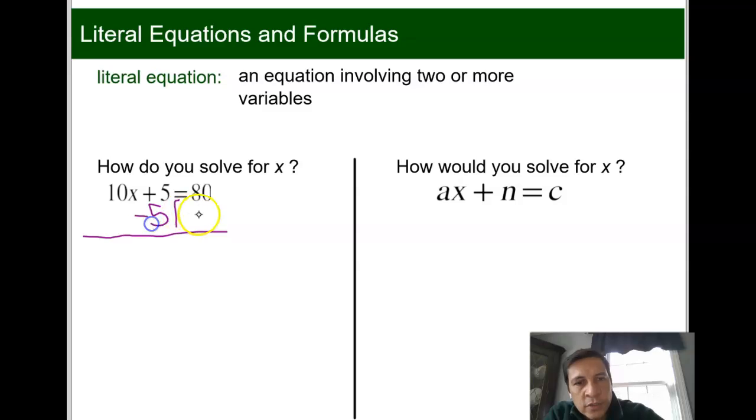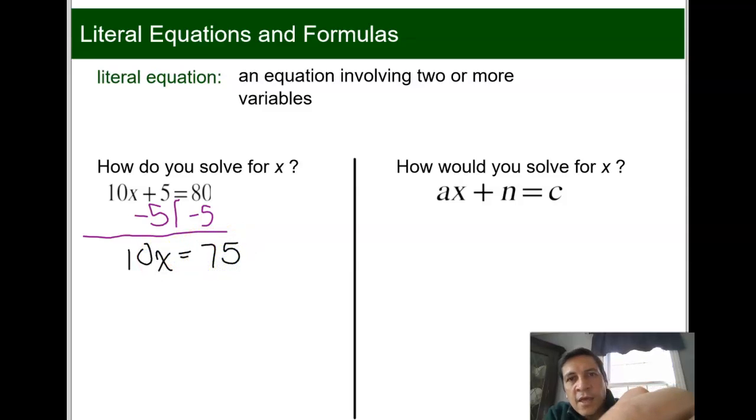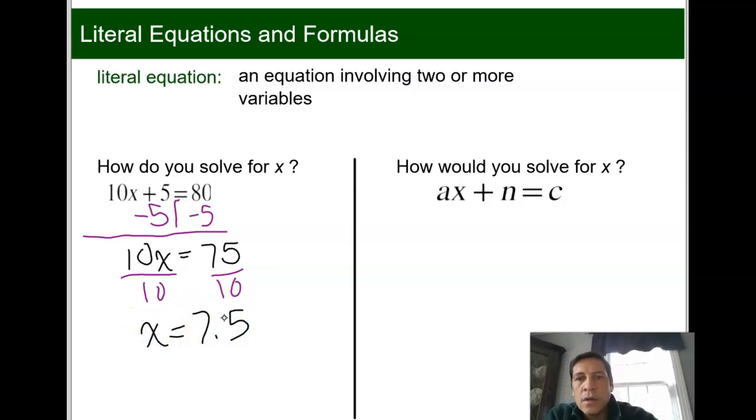Well, the first thing I would do is subtract 5, and I would get 10x equals 75, and then I would divide by 10. Now I've isolated the variable. I've solved it for x. X is all on its own. Well, now I've got this literal equation, ax plus n is equal to c, and I still want to solve it for x. So what would I do?